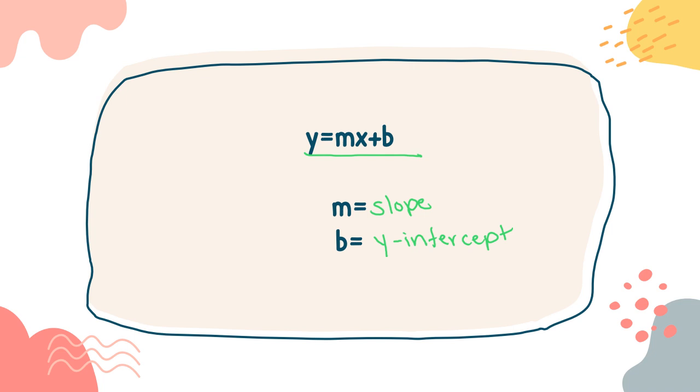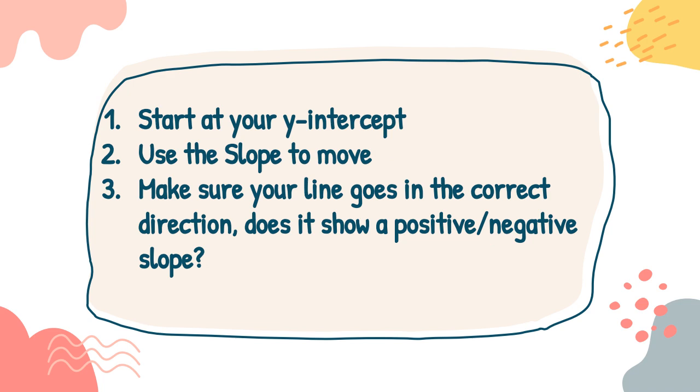So we're going to use the slope and the y-intercept and what we know about slope-intercept form to graph a line. Okay, so the first thing that we're going to do whenever we graph a line is we're going to start at our y-intercept, which remember that's b. So we're going to start at b, whatever our y-intercept is, and then we're going to use the slope to move from our y-intercept. And remember that slope is m. So we're going to start at our y-intercept, and then we're going to use our slope to tell us how to move.